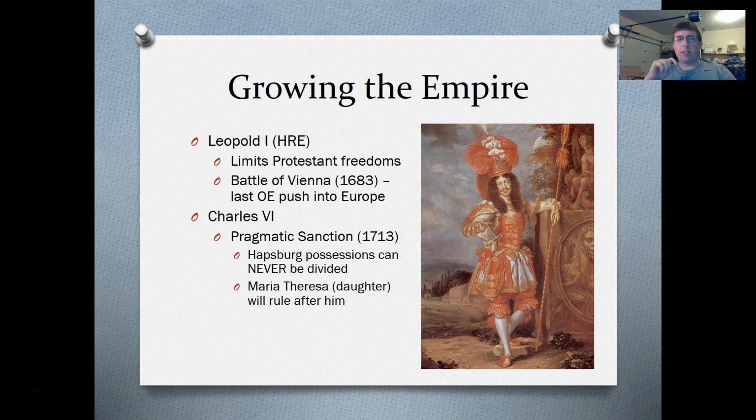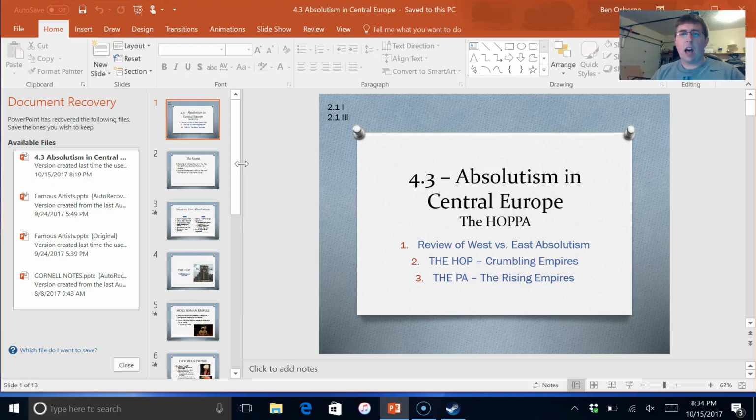Fun fact, and we'll see Maria Theresa a little later, but she has a daughter whose name is Marie Antoinette. So some of you know what's coming with her. So that's it. That's the HOPPA Central Europe. Just a few events and things going on with that. Again, 3 crumbling empires, Holy Roman, Ottoman, Poland, and then 2 that are going up, Prussia and Austria.